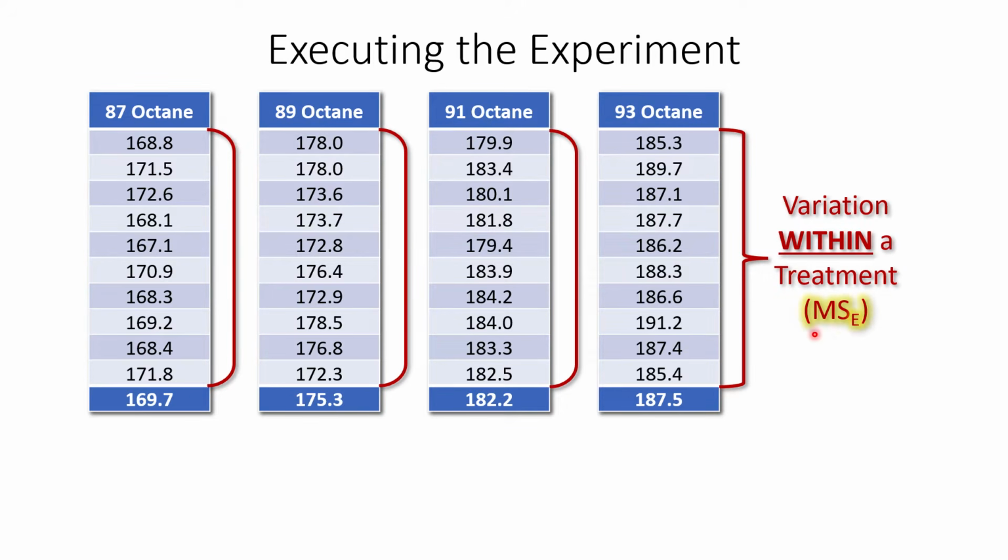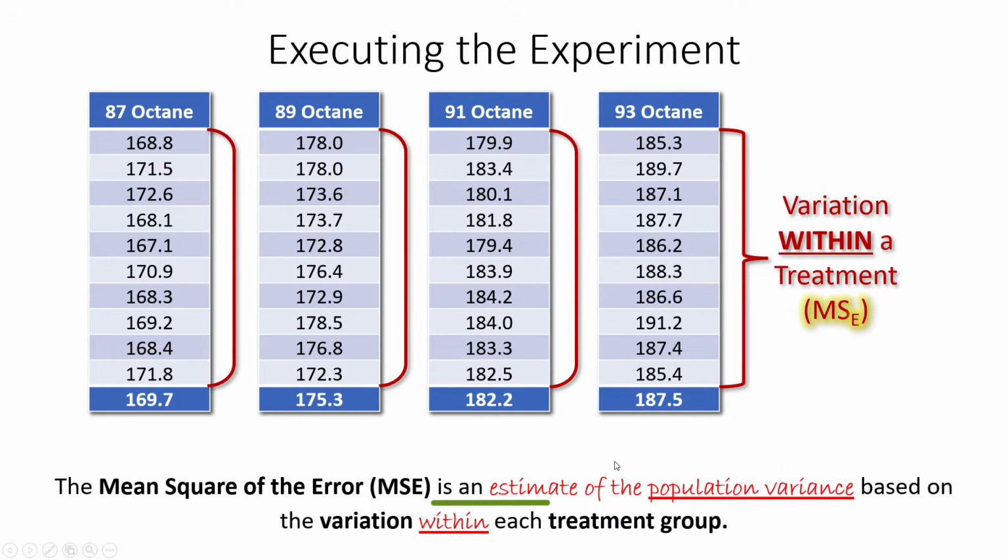And ultimately, when we calculate the mean square of the error, essentially what we're doing is creating an estimate of the population variance based on the variation within each treatment group, okay? So when we perform this calculation, we're going to compare each one of these data points against the average value for this particular treatment. And this is one estimate of the population variance, again, based solely on the variation within each treatment group.